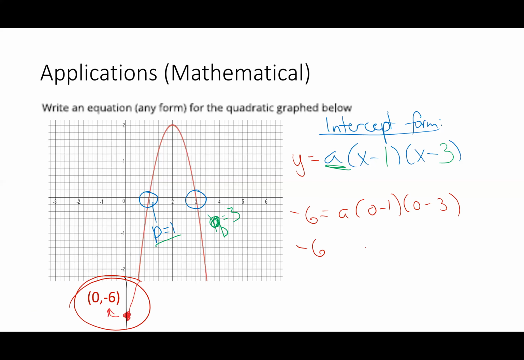So I get -6 is a times -1 times -3. So I multiply the -1 and the -3 together, I get 3. So I get -6 is equal to 3a. Divide both sides by 3, and I get a is -2, which makes perfect sense because this thing's opening down, so that led me to believe my a value had to be negative anyway. Saw that from the previous slide.